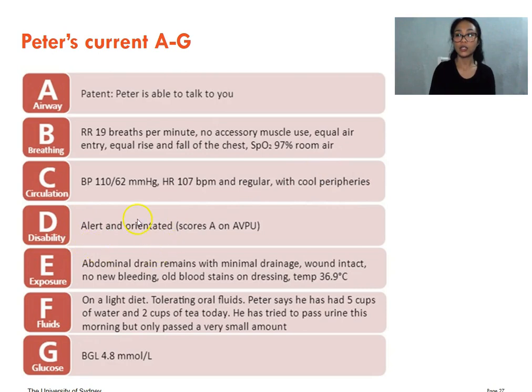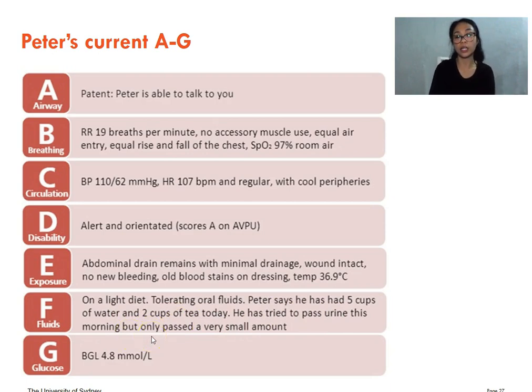He's currently alert and orientated and scores an alert or an A score on the AVPU. He's got an abdominal drain and it remains in with minimal drainage. His wound is intact and there's no new bleeding. He's got old blood stains on the dressing and a temp of 36.9, so he's afebrile. He's on a light diet, tolerating oral fluids. He says he's had 5 cups of water and 2 cups of tea today. He has tried to pass urine this morning, but has only been able to pass a very small amount.